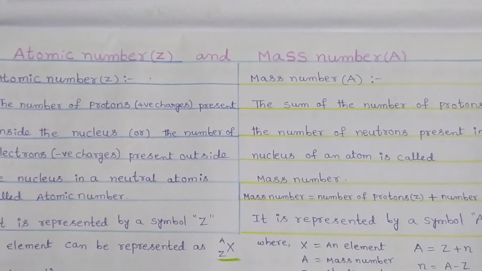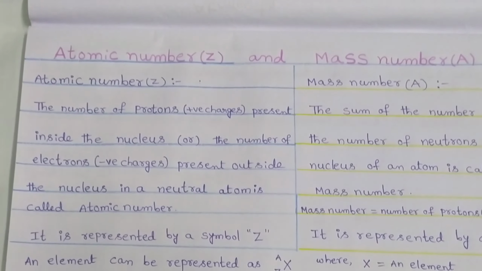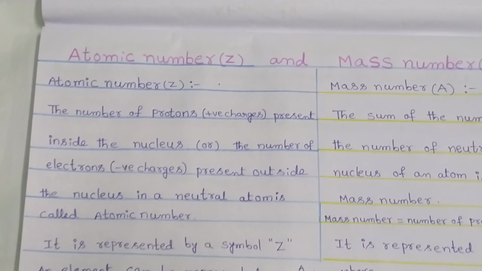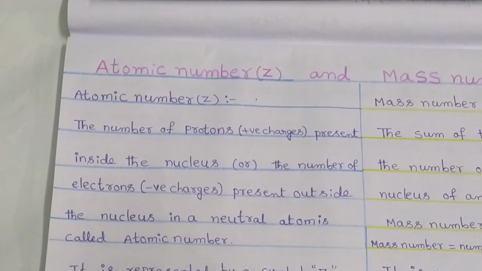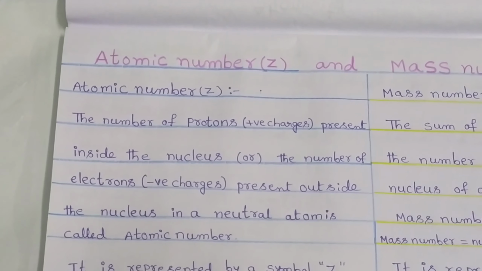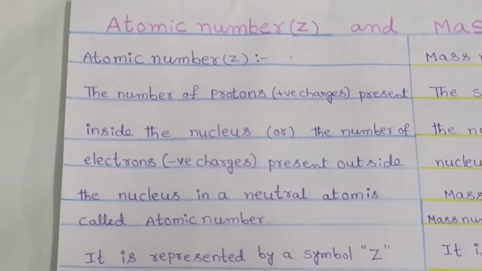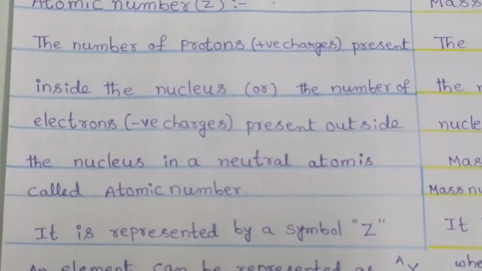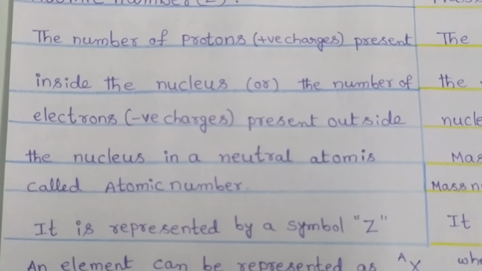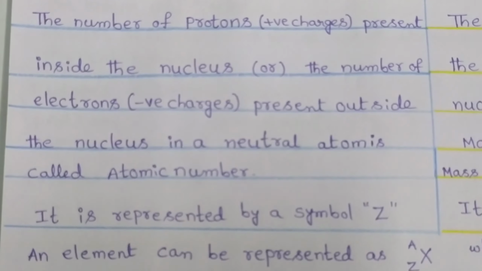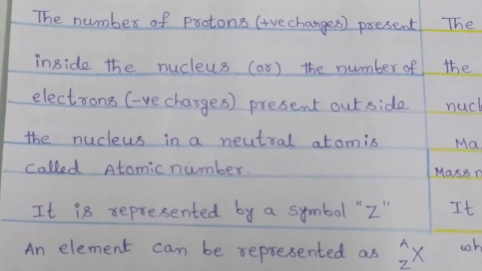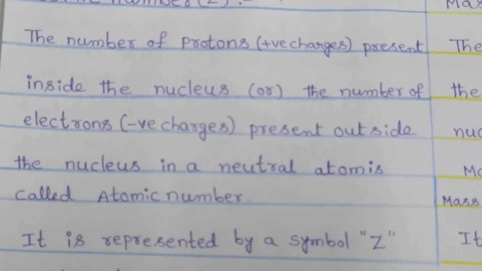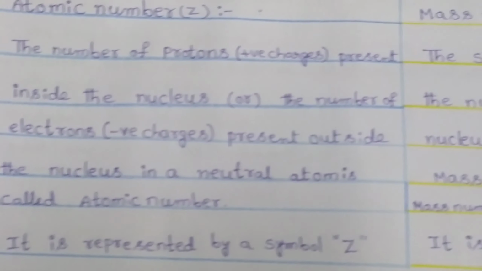Hi students, today we discuss a new concept, that is atomic number and mass number. What is meant by atomic number? The number of protons present inside the nucleus, or the number of electrons present outside the nucleus in a neutral atom, is called atomic number. The atomic number is represented by the symbol Z.